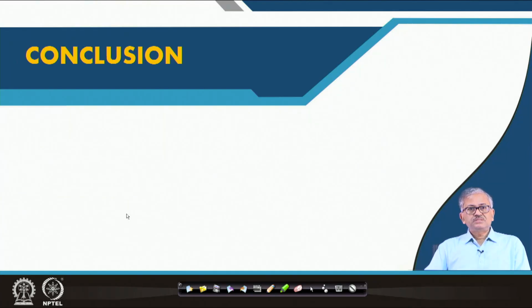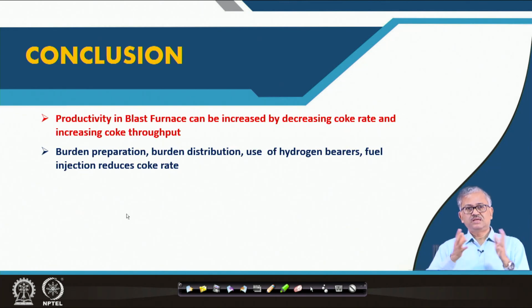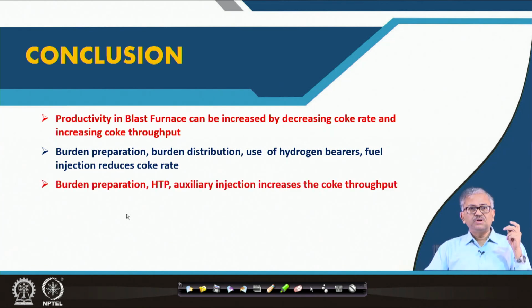So these are some references, and I will talk about the conclusion. The productivity in the blast furnace can be increased by decreasing the coke rate and increasing the coke throughput. As I said, burden preparation, burden distribution, and use of hydrogen bearers and fuel injection can reduce the coke rate. And burden preparation, high top pressure, and auxiliary injection can all increase the coke throughput. If you want to increase the coke throughput, you have to give more air blast. As a result, you have to consider the hydrodynamic condition in the blast furnace.